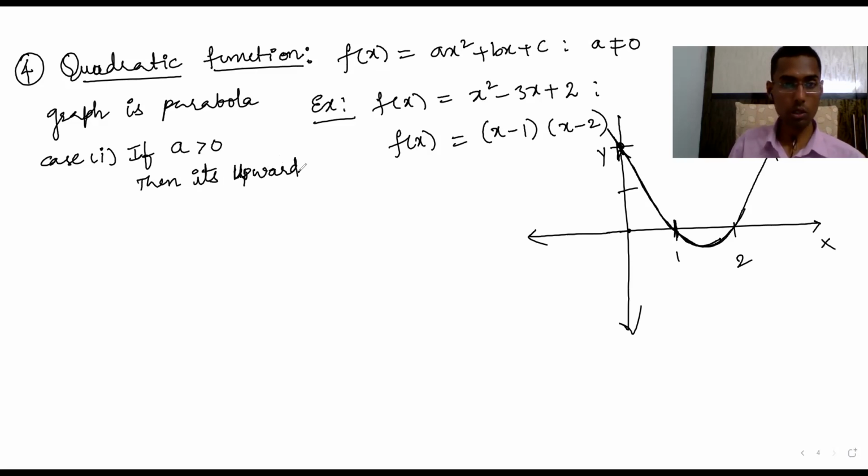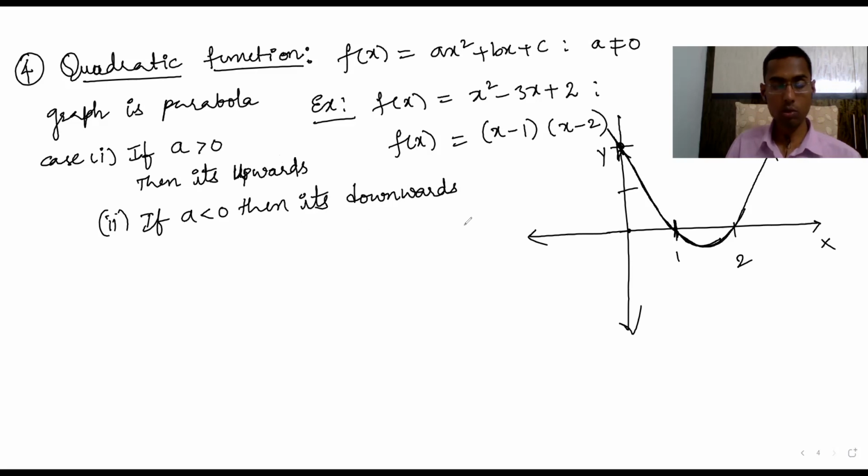Upwards, and 4 in spellings. So second case, if a is less than 0, then it's downwards. Hope you got this. I am telling you upwards parabola and downwards parabola because you already know this. Otherwise, it would be discussed later, but since you already know it, I'm mentioning it.